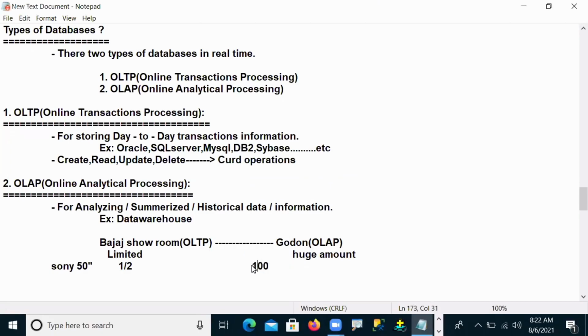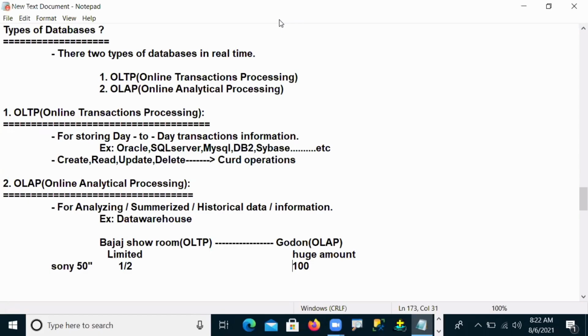Is the point clear now? Yes. So OLTP has limited data storage, for example in GB, and Godans have a huge amount of data we can store. That is called data analysis, summarizing historical data, which we can store under OLAP. This is one best example: showrooms and Godans.